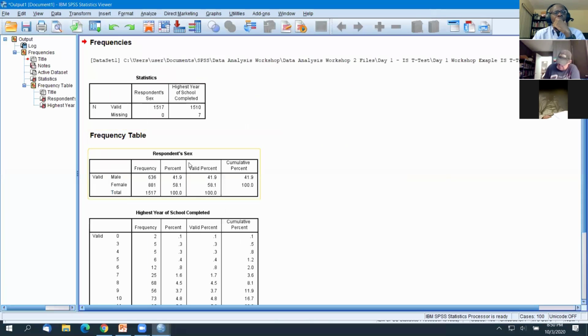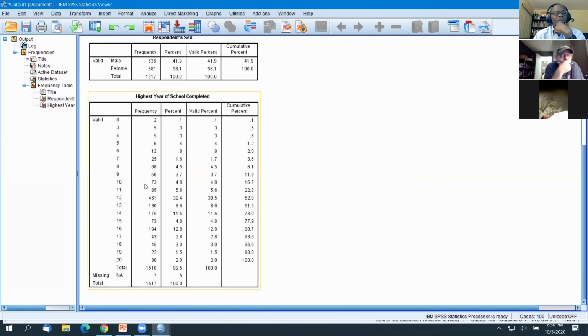And then we see here that there are 636 males, 881 females, and there are no other groups here, so that's fine. And then we also see in our frequency distribution that there are 2 persons who have 0 years of education. We've got 30 people who have completed 20 years of education, 194 people who've completed 16 years, 175 people who've completed 14 years, and 461 people who've completed 12 years of education.